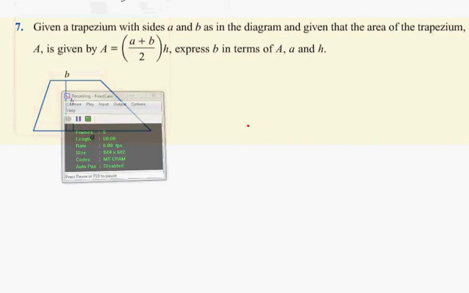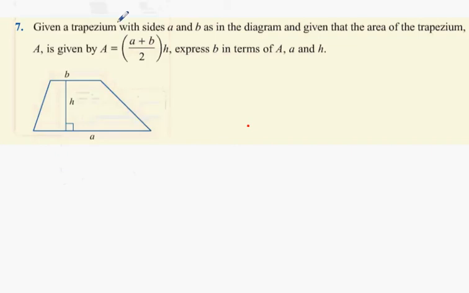Now, what we have here, guys, is a given trapezium with sides A and B, as in the diagram, and given that the area of the trapezium is given by this formula, so this is the formula we're just going to concentrate all our effort on. Express B in terms of A, capital A, small a, and H.